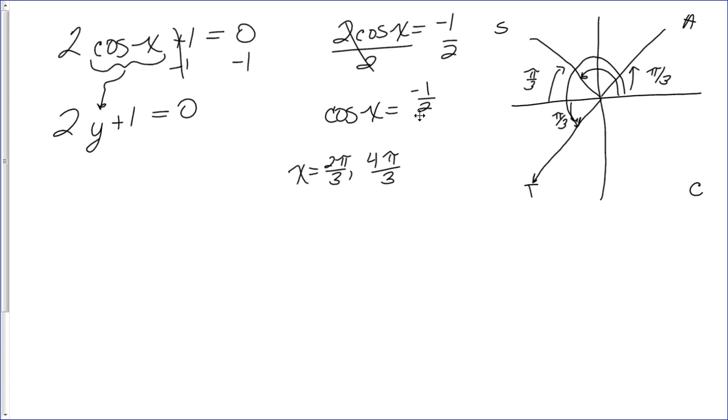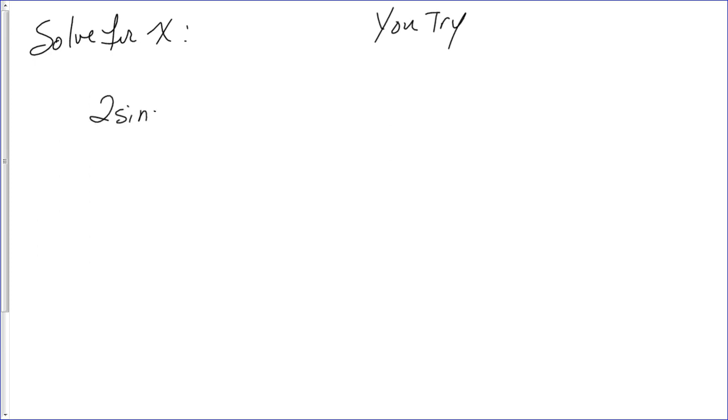I'm going to have you try one now. I want you to solve for x, and this is a you try. You have 2 times the sine of x plus the square root of 2 equals 0. Just go ahead and pause the video, take a few moments, and see if you can work this out.